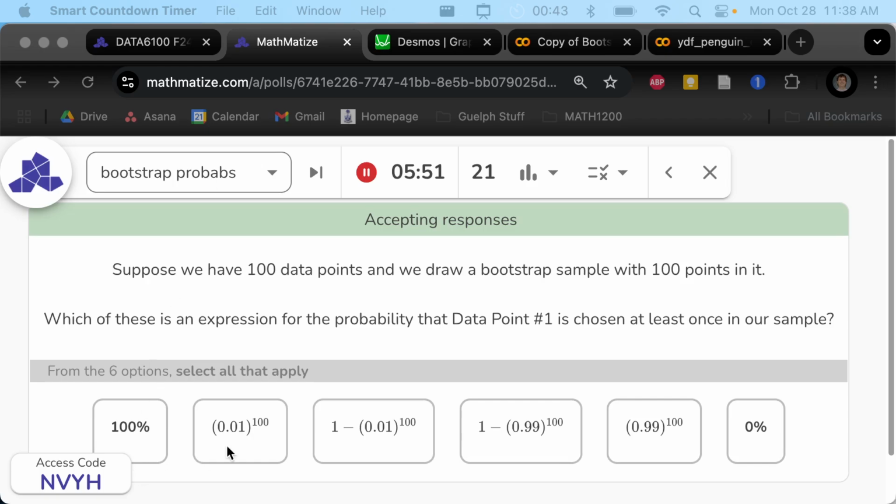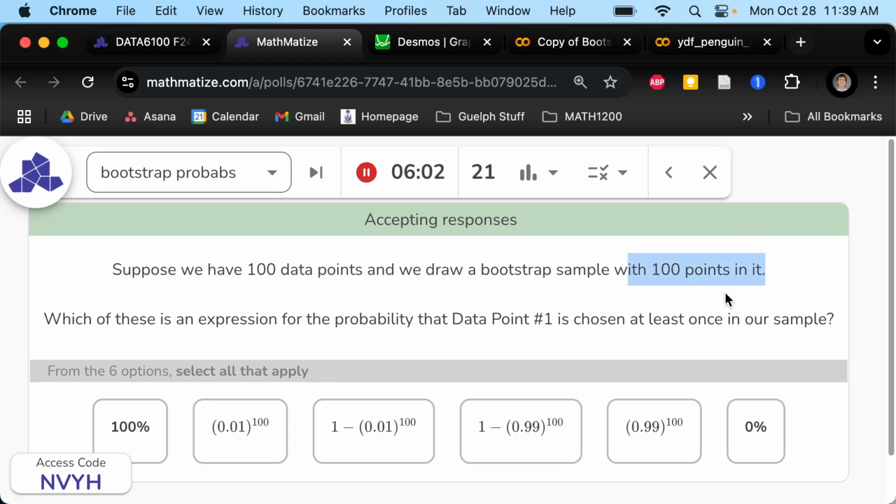This is basic probability. We're doing a bootstrap sample, and you have to know what a bootstrap sample is. It's sampling with replacement. So we have 100 data points, and we're drawing a sample of 100 points by taking these 100 data points and choosing from them over and over again. And we're just interested in data point number 1. What is the probability it's chosen at least once?